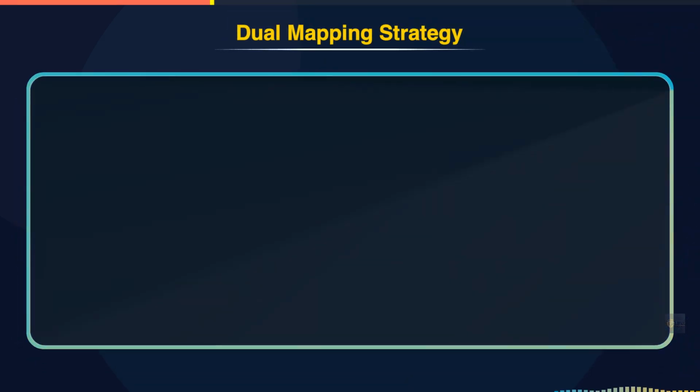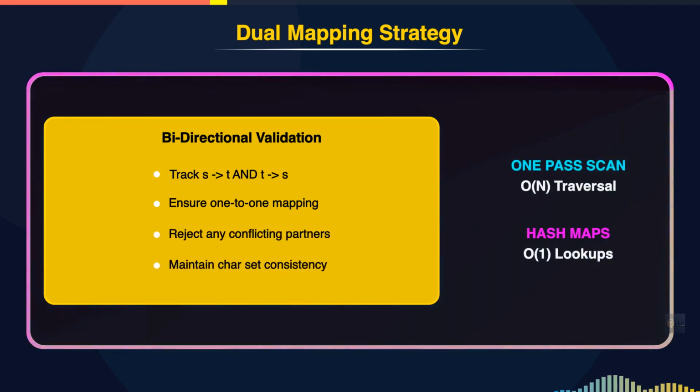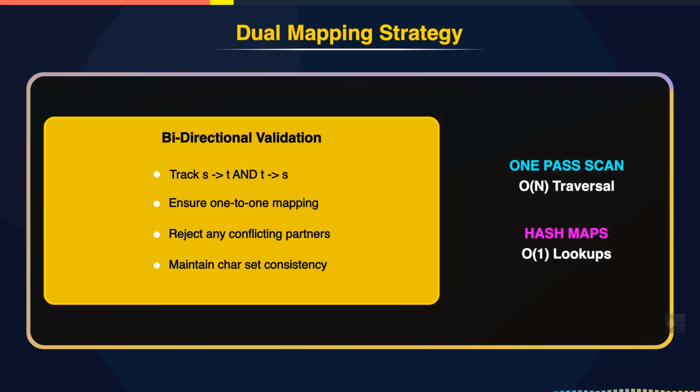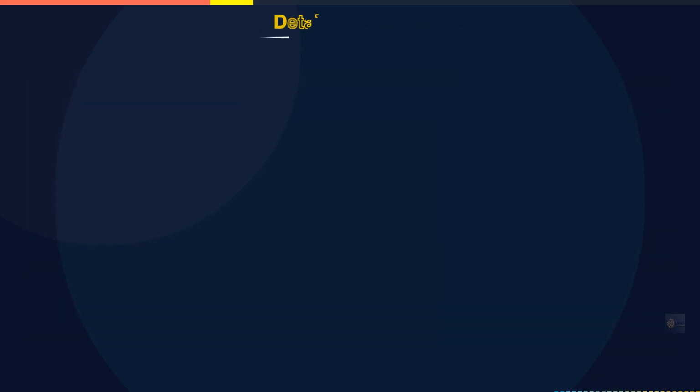For our strategy, we use the dual hash map approach. By tracking the mapping in both directions, we ensure that every character has a unique, exclusive partner. This prevents the many-to-one or one-to-many traps that would break the isomorphism. Let us dive into the dry run.